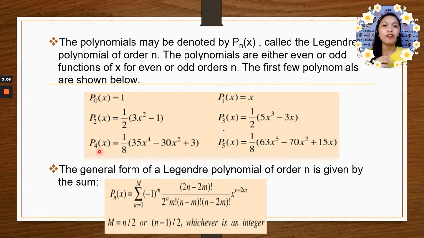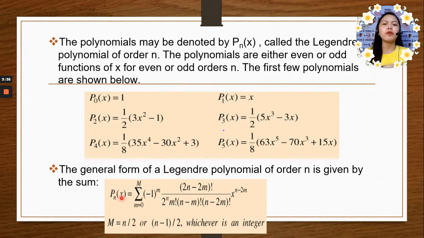P sub 4 of x equals 1/8 times (35x to the power of 4 minus 30x squared plus 3). And P sub 5 of x equals 1/8 times (63x to the power of 5 minus 70x to the power of 3 plus 15x). So these are examples of a few polynomials.